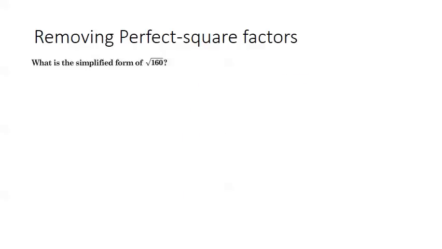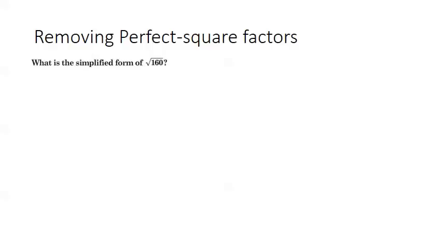So what is the simplified form of the square root of 160? Now, when we talk about simplified form, it's basically just that. It's as simple as it can get. There are several ways to do that. The first is removing any perfect squares.